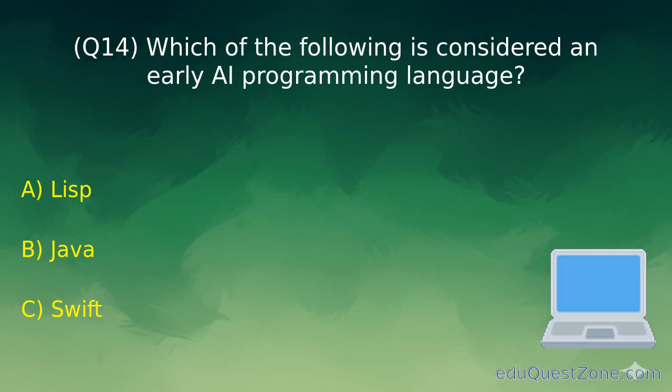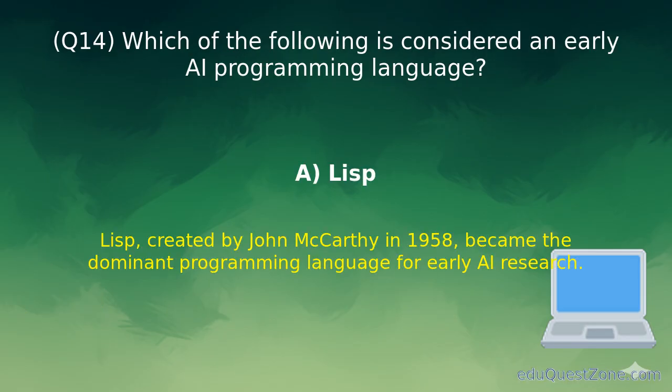Question 14. Which of the following is considered an early artificial intelligence programming language? Option A. Lisp. Lisp, developed by John McCarthy in 1958, was one of the first AI languages.